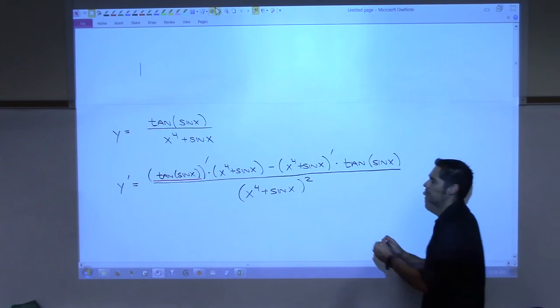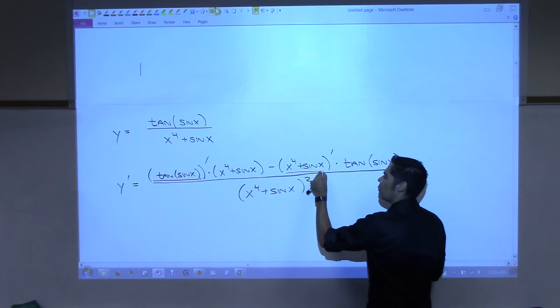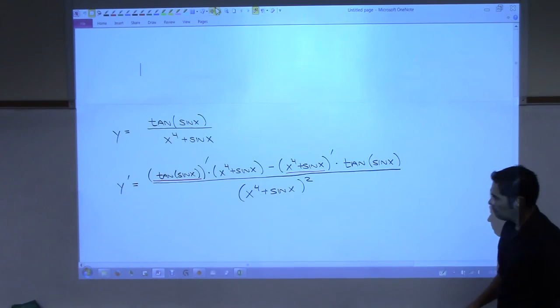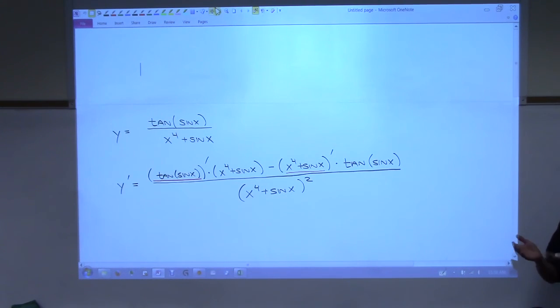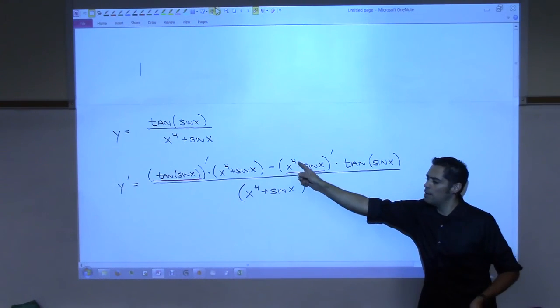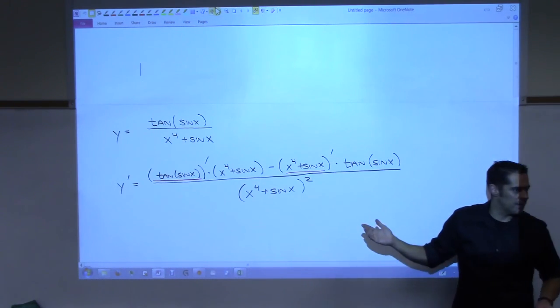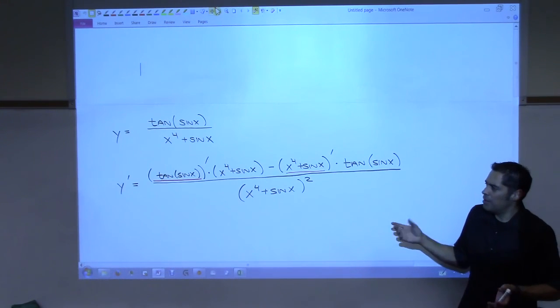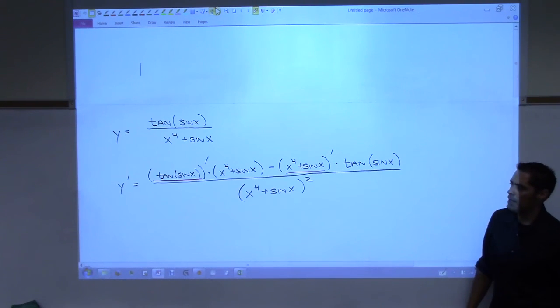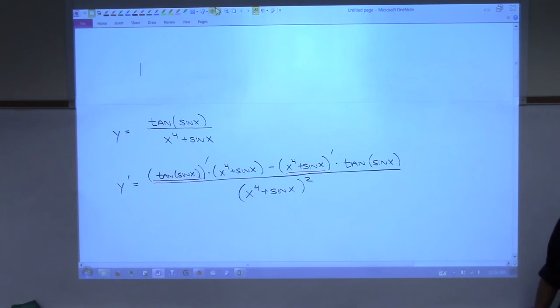What's happening here on this one? It's just a sum. You're just going to do the derivative of each one separately, and that should be pretty clean. Derivative of x to the fourth, easy. Derivative of sine x, easy. So the only real issue here is that top left corner, and that's a composition. That's chain rule.